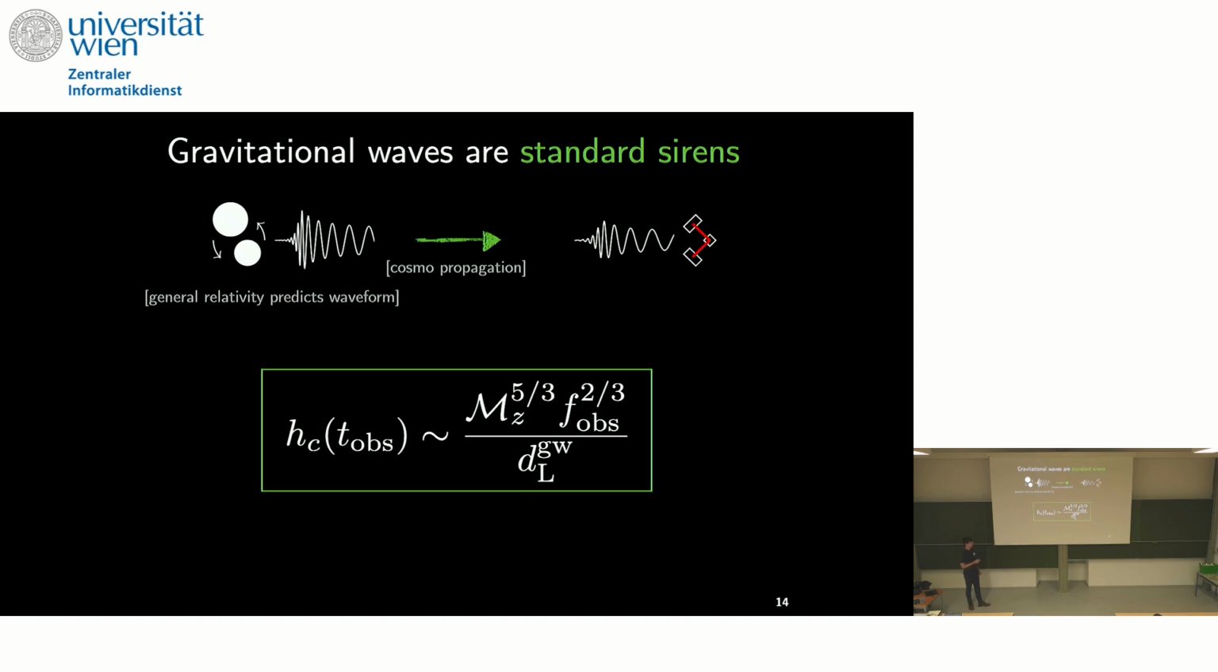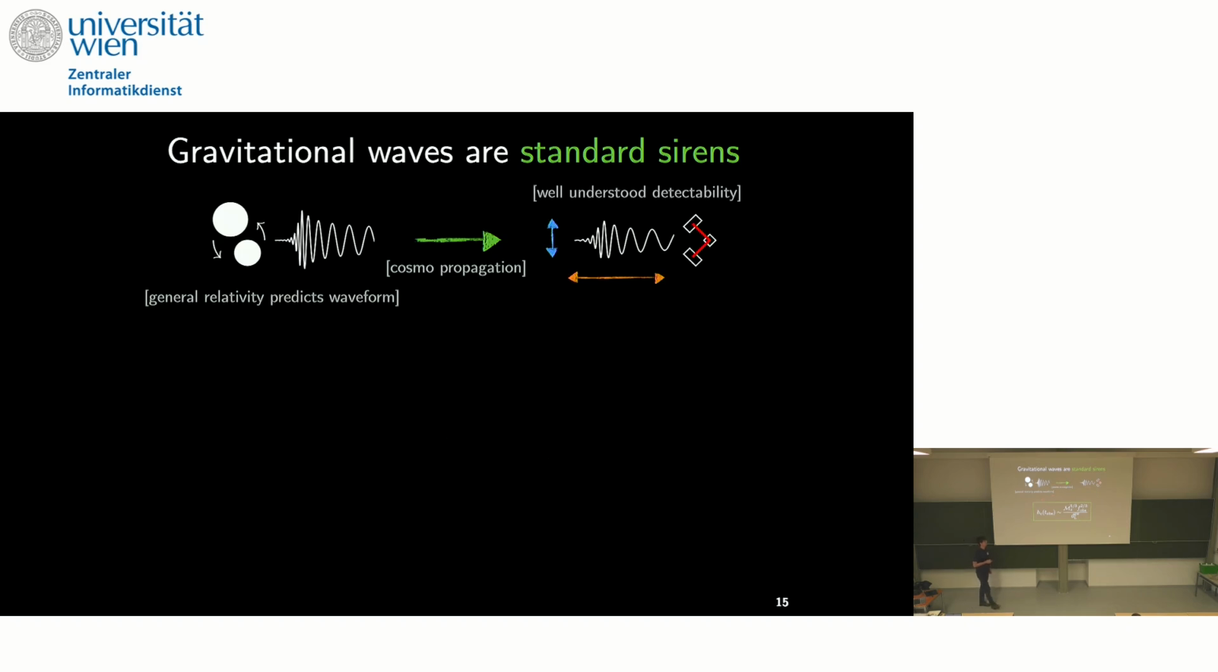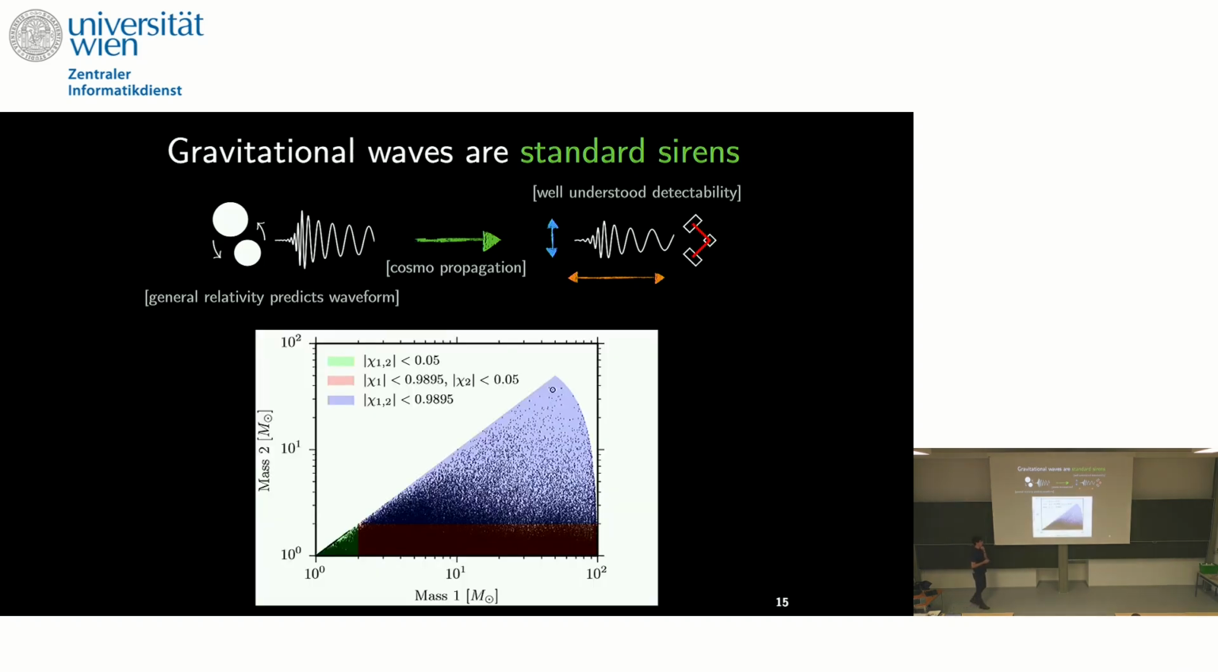Our signal is going to scale with the inverse of the luminosity distance, and the masses of the binary are going to be stretched by the expansion of the universe. So we have signals where we understand how they are emitted and how they propagate. And then, of course, the last step is that we need to understand how they are detected, and we do so by understanding very well our selection function.